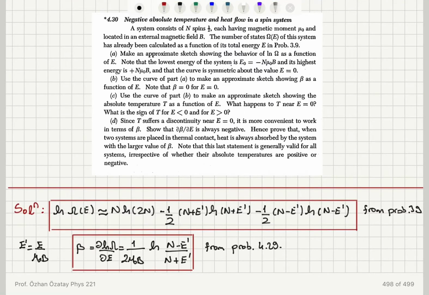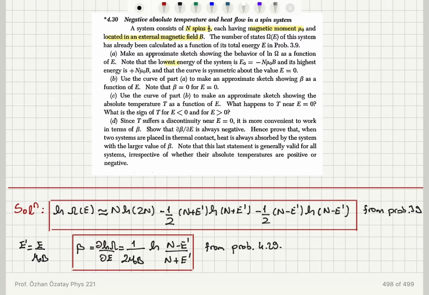Negative absolute temperature and heat flow in a spin system. A system consists of capital N spins 1/2, each having magnetic moment μ0, located in an external magnetic field B. The number of states of this system has already been calculated as a function of its total energy in problem 3.9. Make an approximate sketch showing the behavior of the natural logarithm of omega as a function of E.